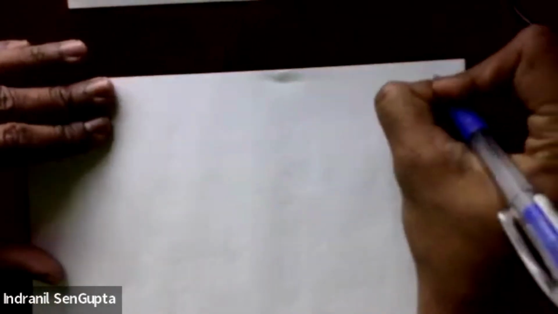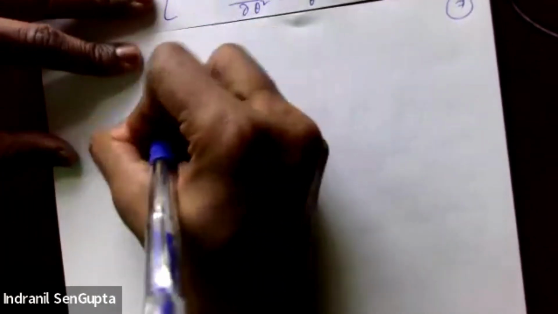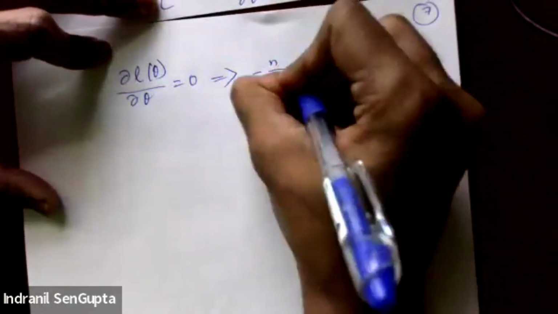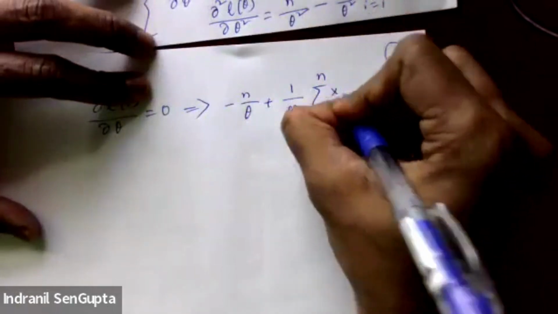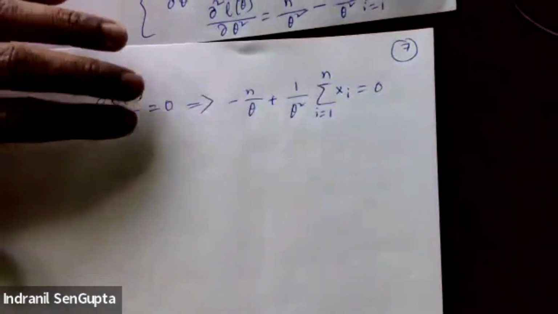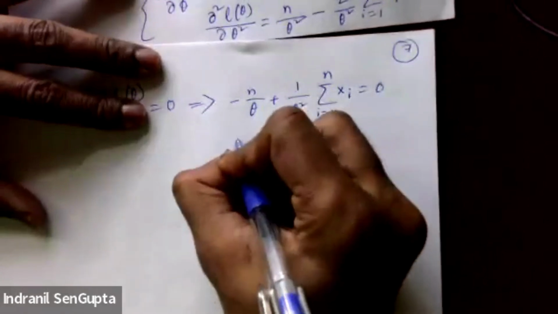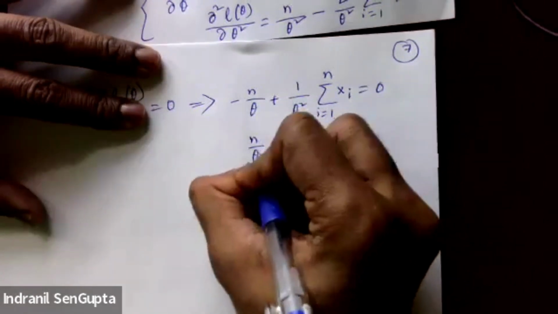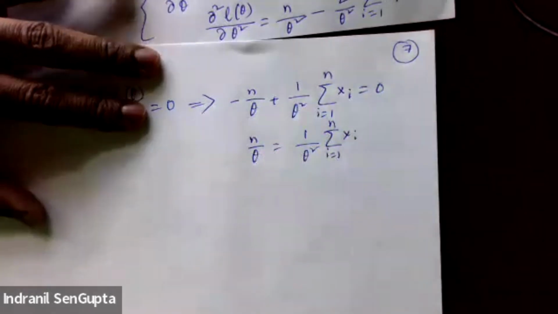Okay. All right, so let's see if we can figure it out. I can always solve this equation to find theta. Now setting the derivative dl/dtheta equal to 0 gives me minus n over theta plus 1 over theta squared times the sum i from 1 to n of xi equals 0. All right. So if I want to find theta, n over theta is 1 over theta squared times the summation i from 1 to n of xi.